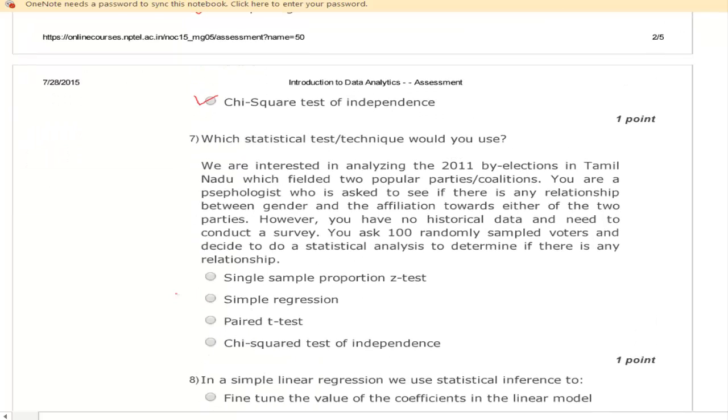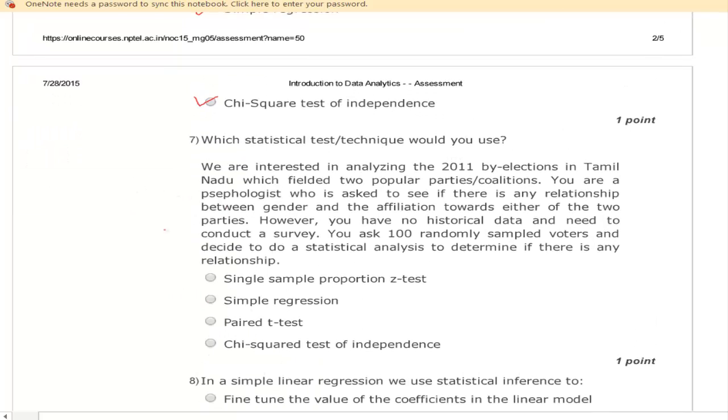Finally, next question. So question 7. In question 7, we're interested in analyzing the 2011 by-elections in Tamil Nadu, which fielded 2 popular parties or coalitions. You're a psephologist who's asked to see if there's any relationship between gender and the affiliation towards either of the 2 parties. However, you have no historical data and need to conduct a survey. You ask 100 randomly sampled voters and decide to do a statistical analysis to determine if there is any relationship.